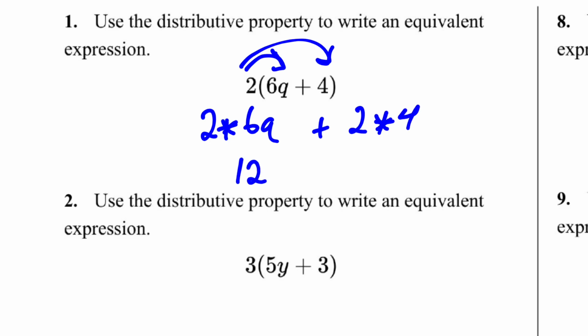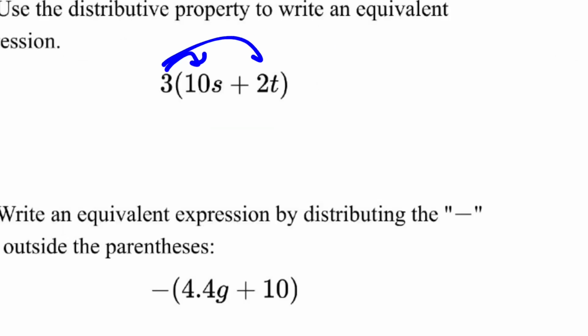When you're multiplying variables and expressions, you only multiply by the coefficients. So you do 2 times 6, and then you add the letter at the end. After we have distributed the 2, we have 12q plus 8, and we're done. Let's see one more like that. Distribute the 3. This is 30s plus 6t.